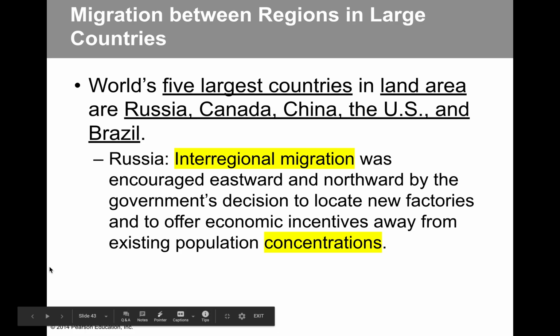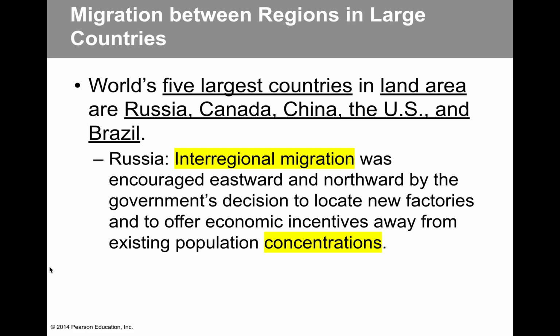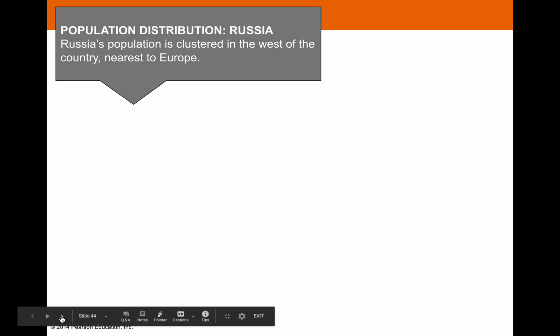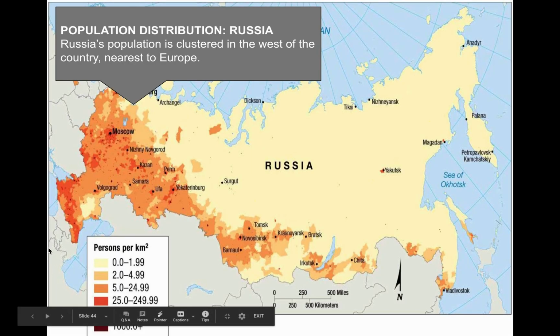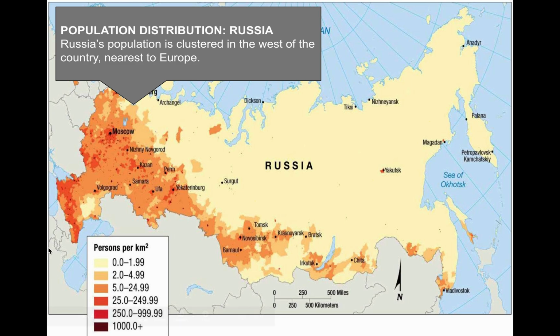When we look at Russia, Canada, China, and the U.S., the interregional migration in Russia is eastward to northward across the Ural Mountains into major cities such as St. Petersburg and Moscow for the new factories, economic pull factors. And here's a choropleth map showing the distribution of the population found on that western side of the Ural Mountains.